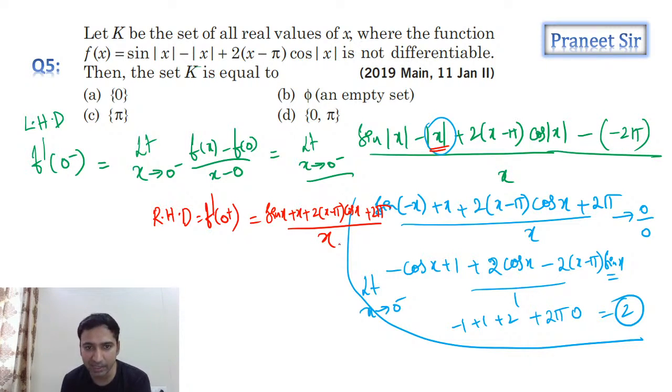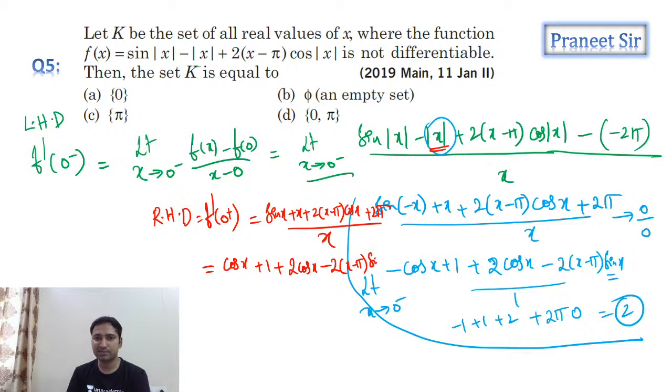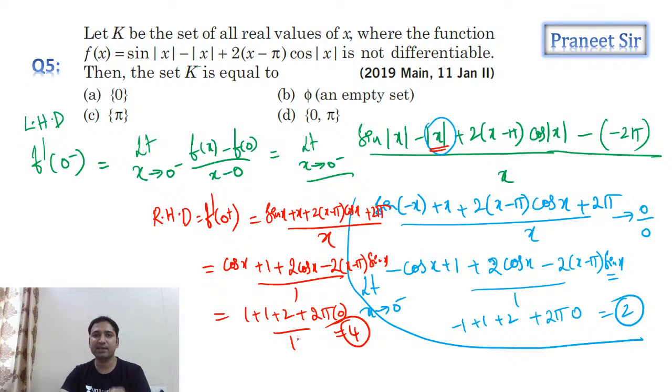Now again we're getting 0 by 0. So now apply the L'Hospital rule. If you apply L'Hospital rule, cos x plus 1 plus, using the UV formula, 2 cos x minus 2 into x minus pi into sin x, by 1. Now substitute the limit. If you substitute the limit x tending to 0: 1 plus 2 minus of minus 2 pi into 0, by 1. So in total how much are we getting, guys? 4 we are getting.